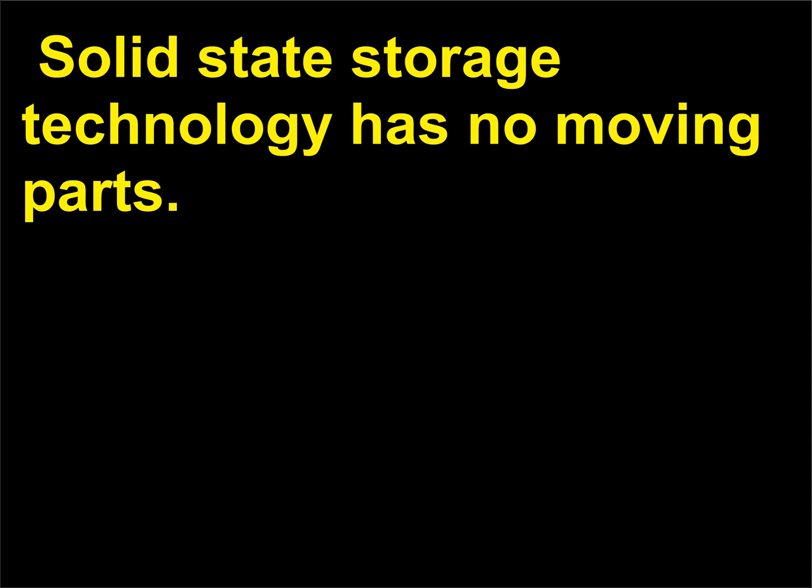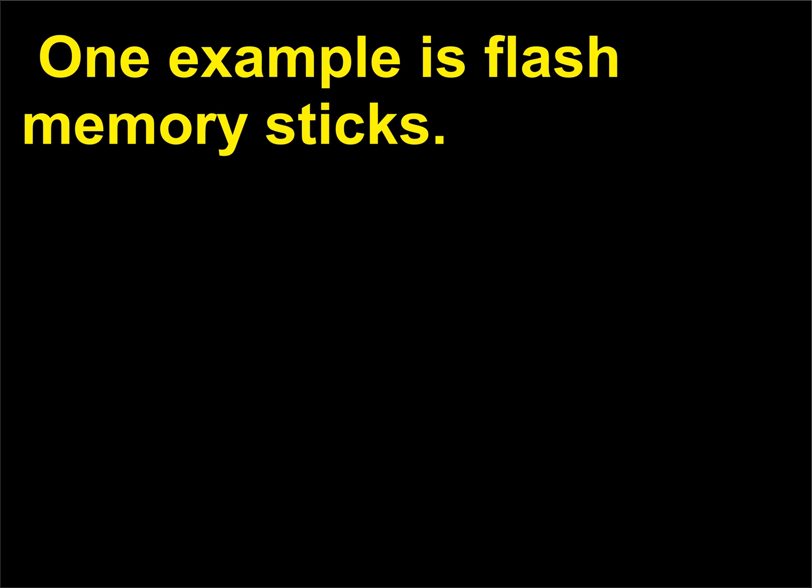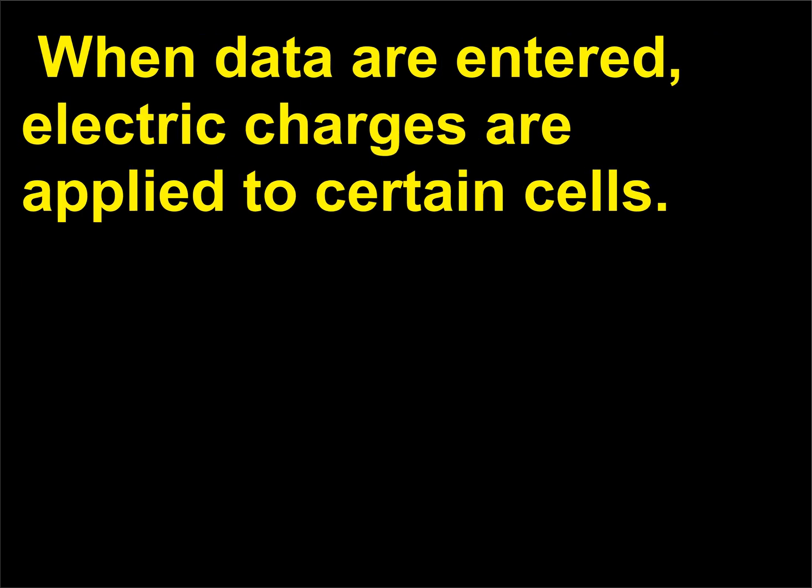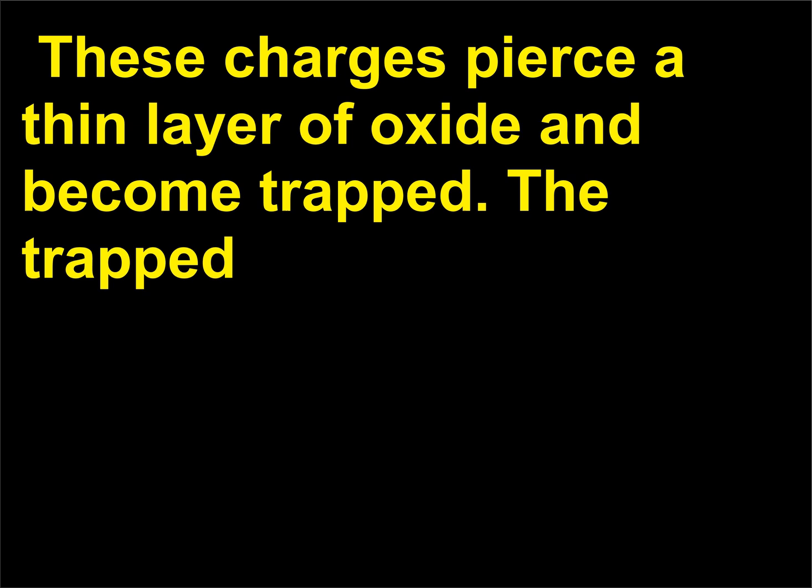Solid-state storage technology has no moving parts. One example is flash memory sticks. All cells are set to 0 on the memory chip before data is stored in a flash memory stick. When data are entered, electric charges are applied to certain cells. These charges pierce a thin layer of oxide and become trapped.